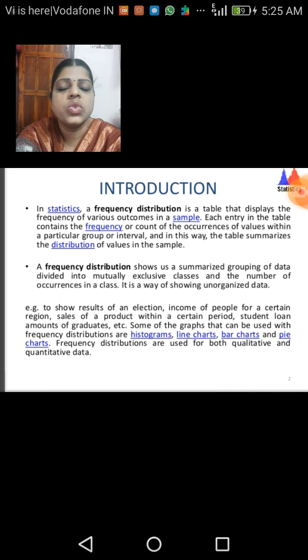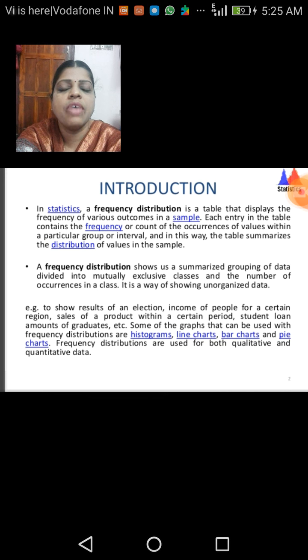So children, the word frequency means how many times an event recurs or repeats. That is its frequency. So if in a schedule the number 1 repeats 9 times, its frequency is 9. Or in that schedule the number 3 repeats 7 times, its frequency is 7. So how many times a number recurs, that is its frequency.